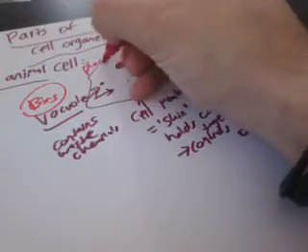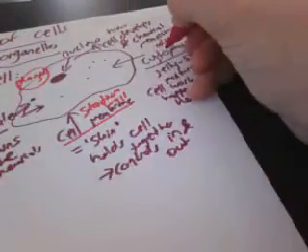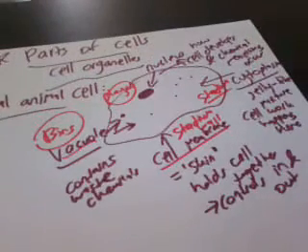Think of these as the players. There are bins around the stadium. Think of this as the stadium wall, the cell membrane, and think of the cytoplasm as the stadium. So it's one big stadium with different little things.